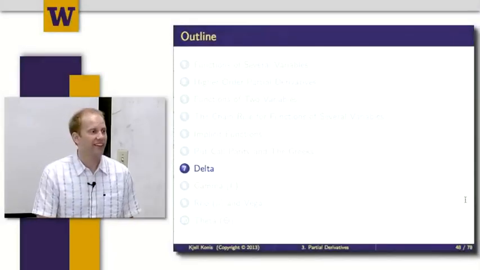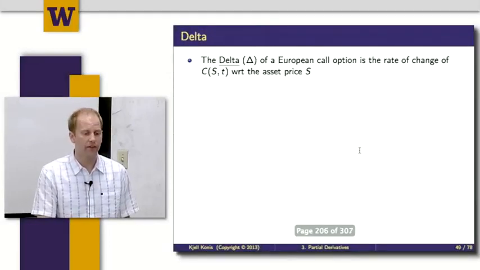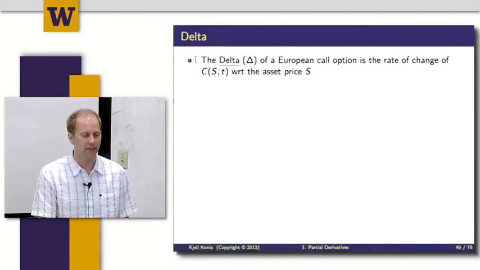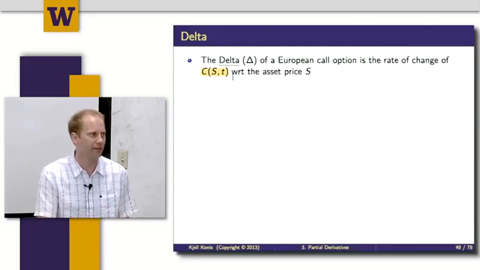Now we get to the fun part, which is actually taking derivatives. So we'll start off by calculating delta. The delta of a European call option is the rate of change of C(S, T). Again, remember, this is the actual Black-Scholes pricing formula. Even though I've written it here as C(S, T), it's really a function of all of the 7 variables that I had on the first set of slides.